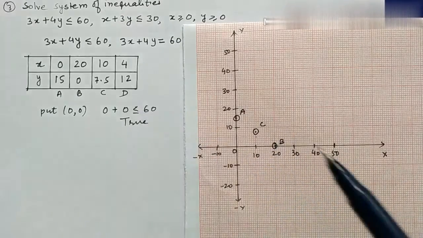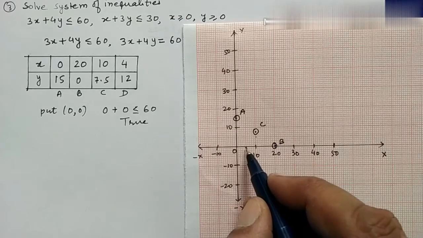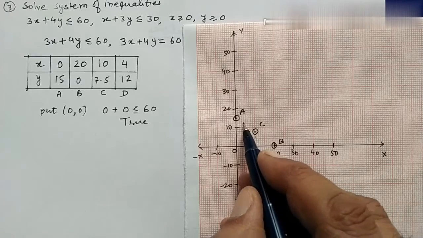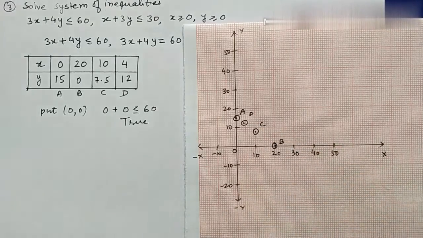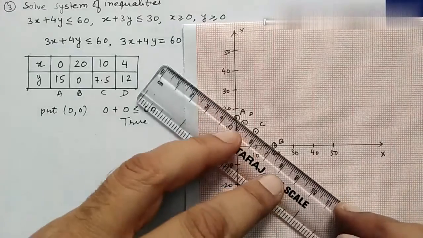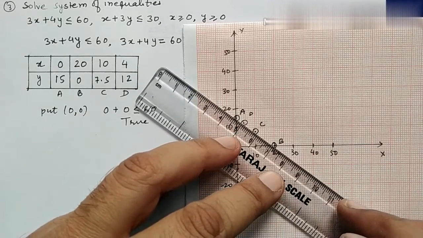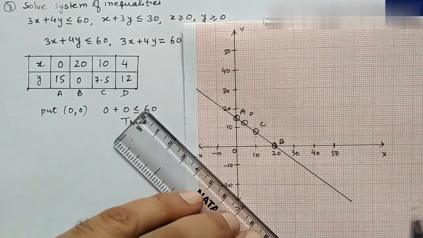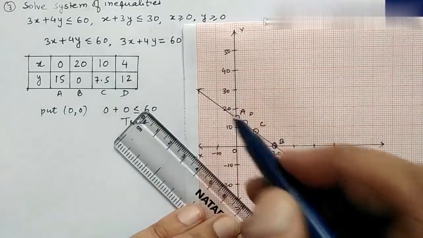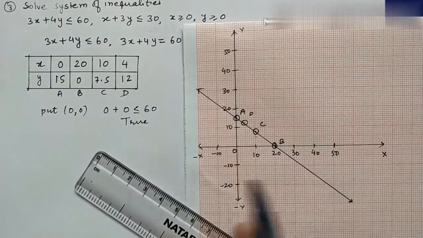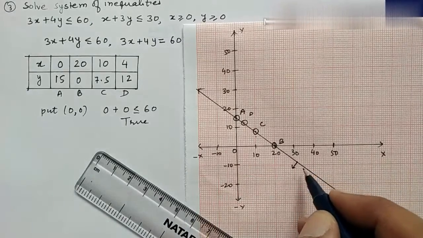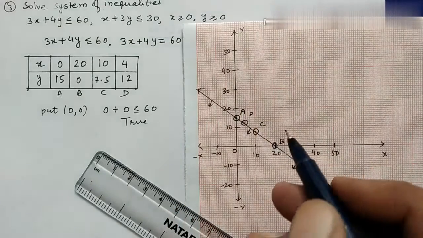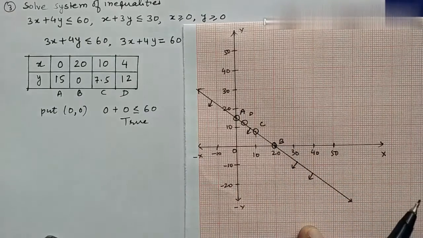Now we have 4 and 12: x is 4 and y is 12, so 4, and 6, and 12. This is point D. We will join all these points and get a line. This line will be a solid line because the equal to is also included. Now it is true, which means the point 0, 0 is also included, so we mark the arrow here. This is the line AB.